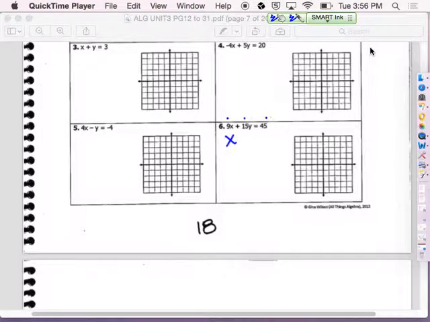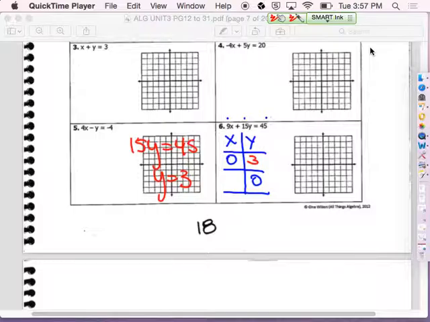So make your t-chart. Slip your 0 values in. And let's see, if x is 0, then you're simply left with 15y is 45, and y is 3. And then if y becomes 0, you're left with 9x equaling 45, so x is 5. So here are my points, 0, 3, and 5, 0.